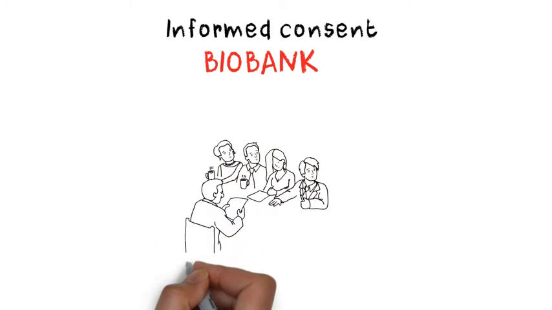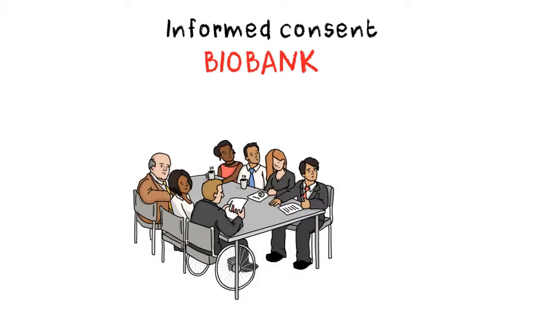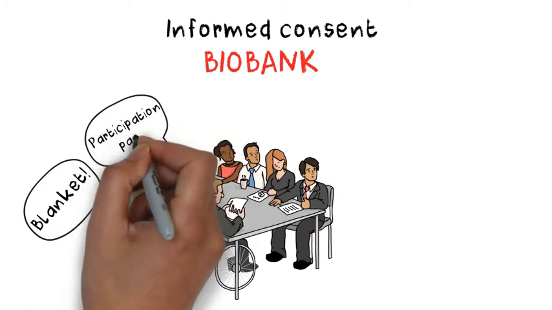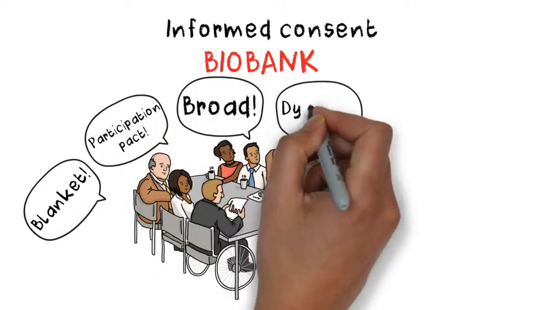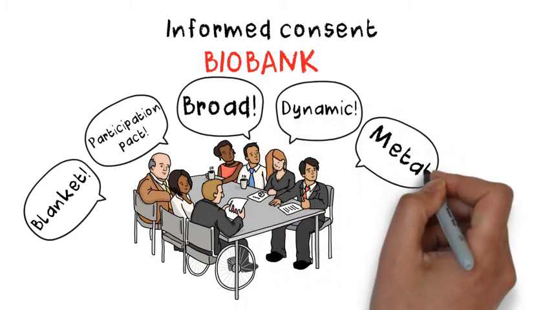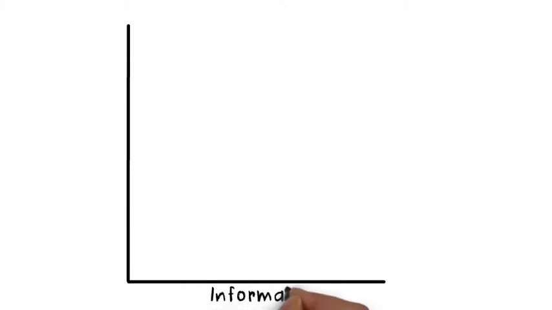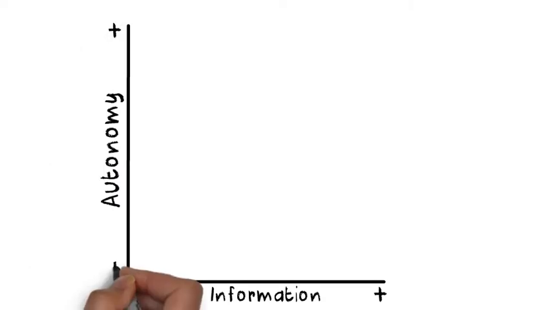There are a lot of different opinions about this. And the result of all these different opinions is that there are currently 5 types of informed consent. We have blanket consent, a participation pact, broad consent, dynamic consent, and meta-consent. They all vary in the amount of information the participant gets and the amount of autonomy he has. Each one has advantages and disadvantages.